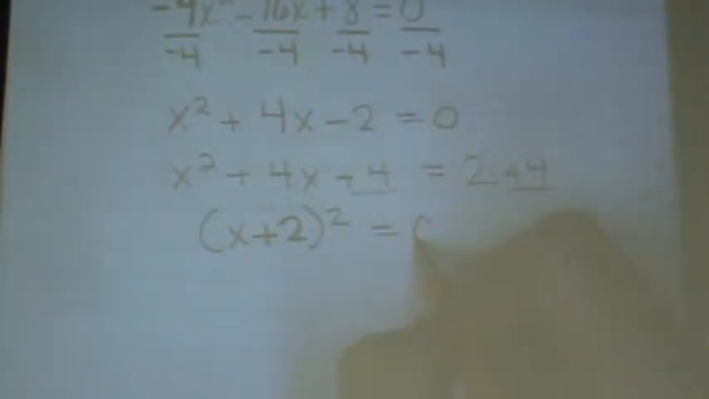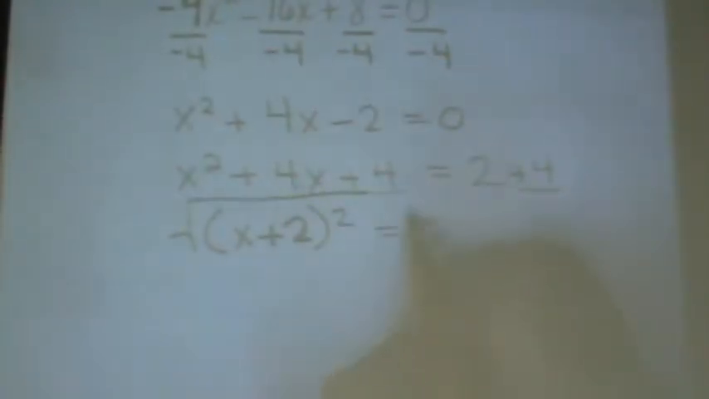What's 4 and 2? 6. Now what? I use square root. You got 2 of these, so you take the square root. X plus 2 equals plus or minus the square root of 6, and then what? Subtract 2.